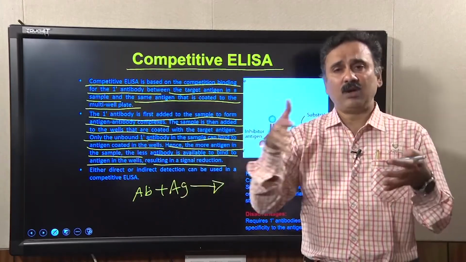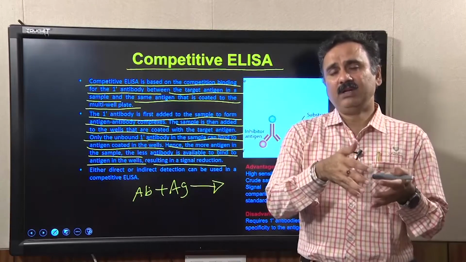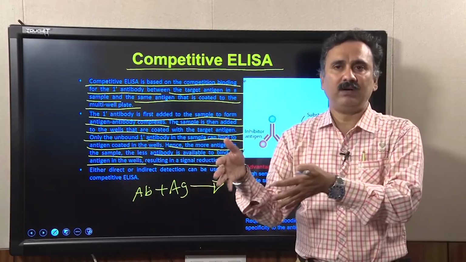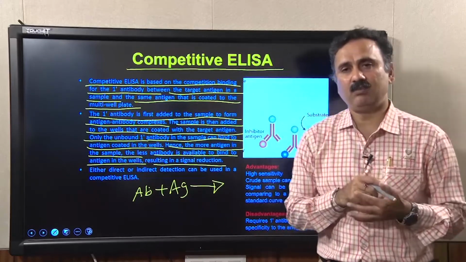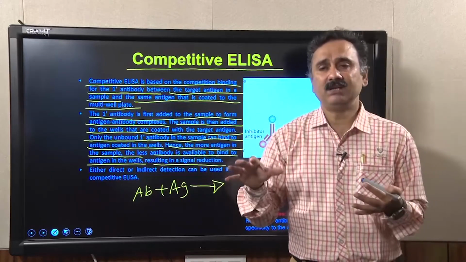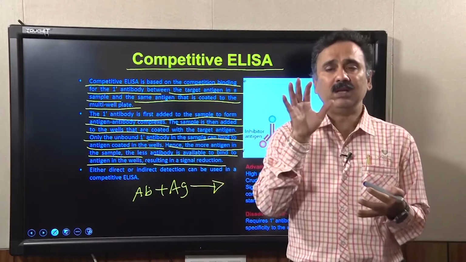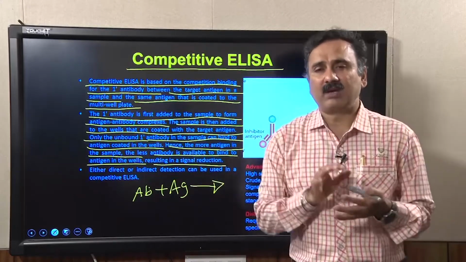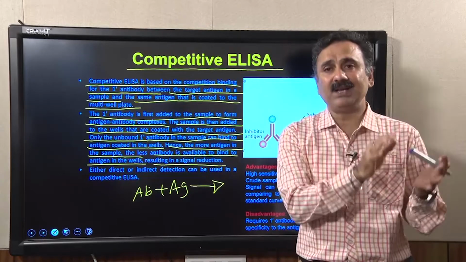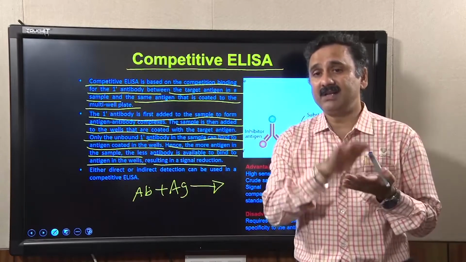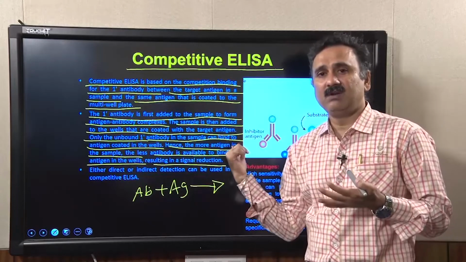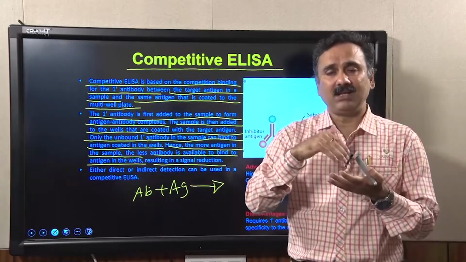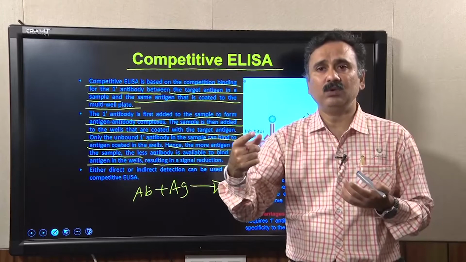Now imagine that you have a greater amount of antibody. Suppose I added 100 micrograms of antibody and the level of antigen present in your sample is only 20 micrograms. Then the remaining 80 micrograms of antibody are still available. They will go and bind to the antigen available on the plate, and that is how they are going to give you the readouts.